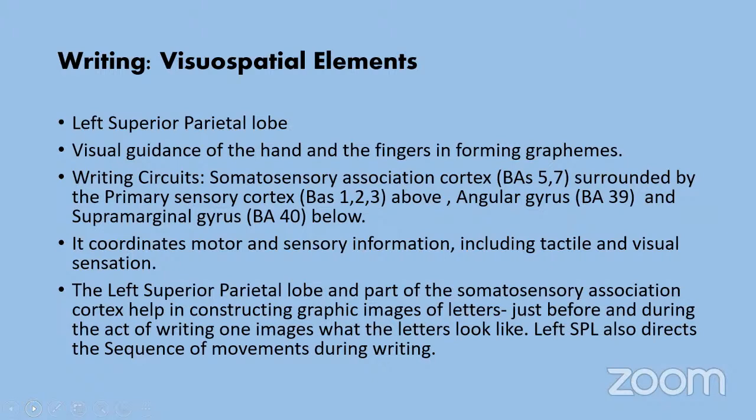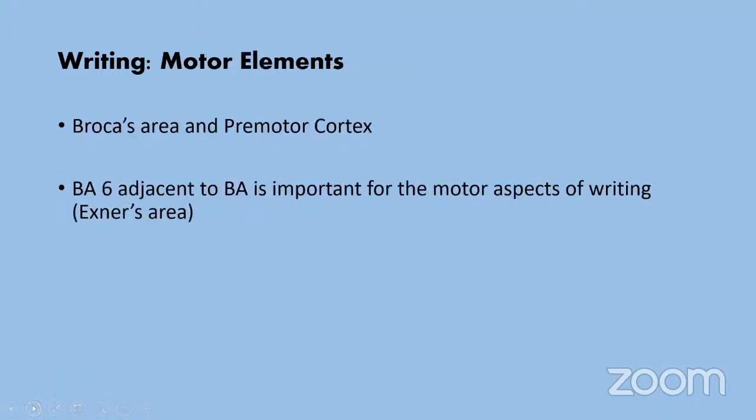So the left superior parietal lobe and part of the somatosensory association cortex help in constructing the graphic images of letters. Just before and during the act of writing, one images what the letters look like. Left superior parietal lobe also directs the sequence of movements during writing. So these are the important aspects that can get disturbed.